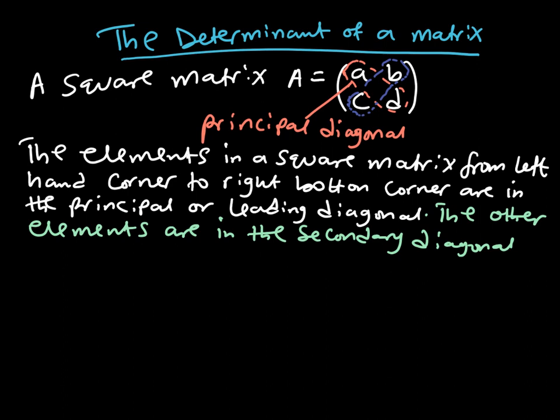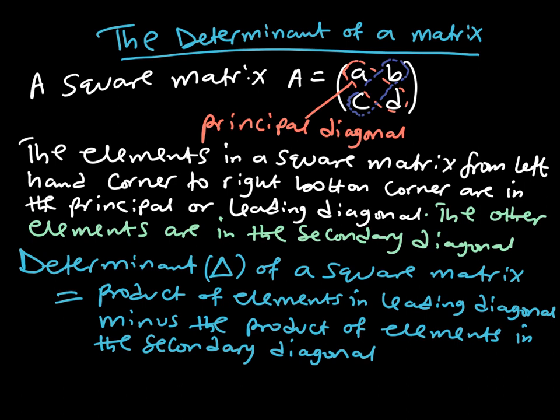Why are we talking about the leading and the secondary diagonal? When we compute the determinant of a square matrix, we take the product of the leading diagonal, less the product of the secondary diagonal. So that's why we are introducing these two diagonals, so you get to understand before we start talking about the determinant. So why don't we talk about the determinant then?